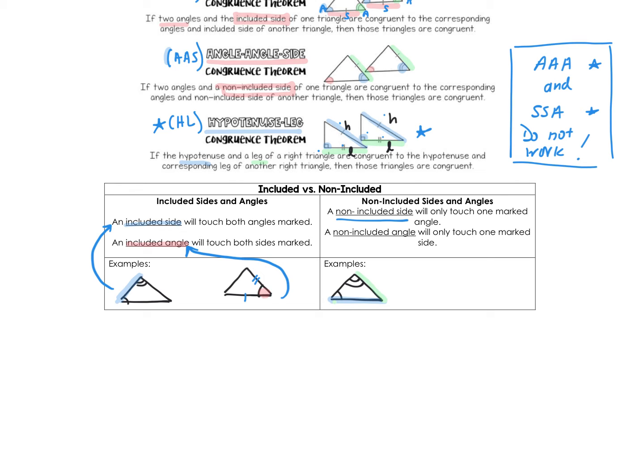All right, a non-included angle, our last picture here: if we have two sides that are marked, a non-included angle would be an angle that is not in between those two sides. So this would be a non-included angle as an example.